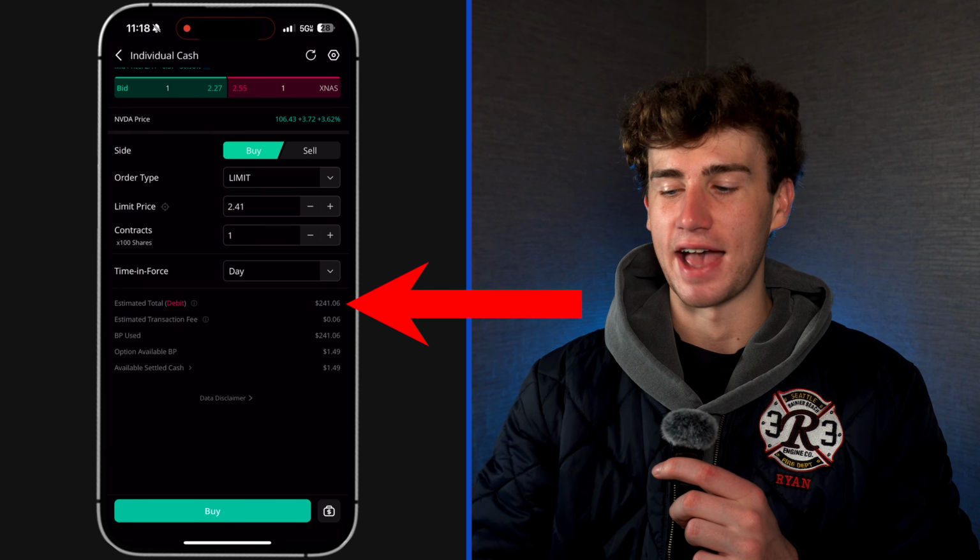Hit buy, confirm that the number of contracts and the limit price is what you want, and hit confirm to place the order. Now, let's buy a put option, which you'd use when you believe the stock price will go down.